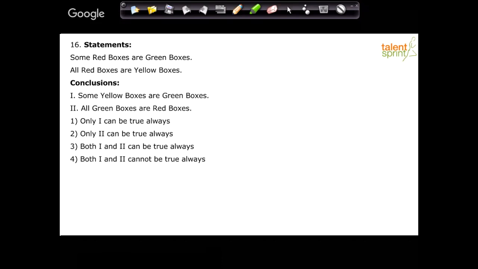The clock is ticking away. You may or may not hear it, but it is ticking. Quickly grab hold of a pen or a pencil, draw out the Venn diagram, see which conclusion holds true and which does not, and quickly mark your answer. Anurag says the answer is 1. Yes, only one follows, Anurag.